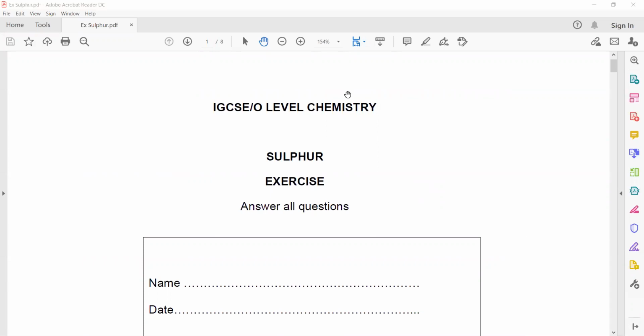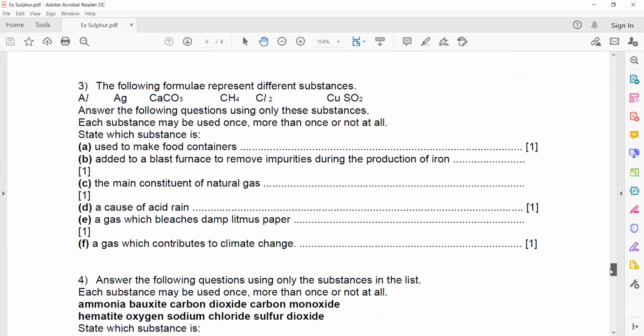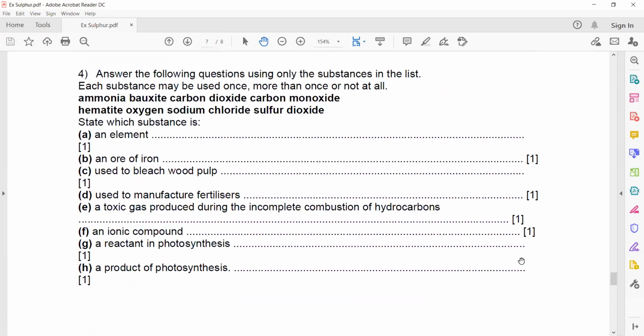Question 5A1. Question 4. In question number 4, 5A I will discuss. First, question 4. You have different substances given. Ammonia is there.